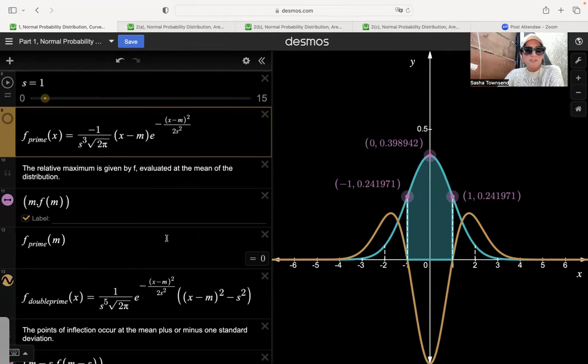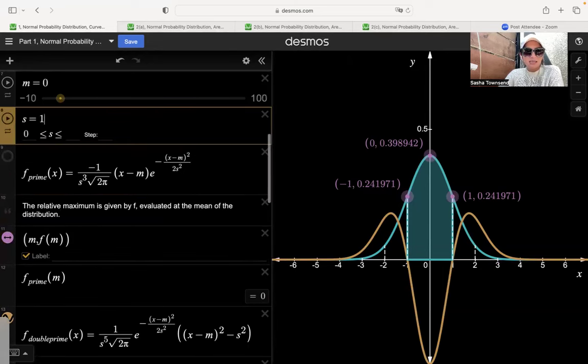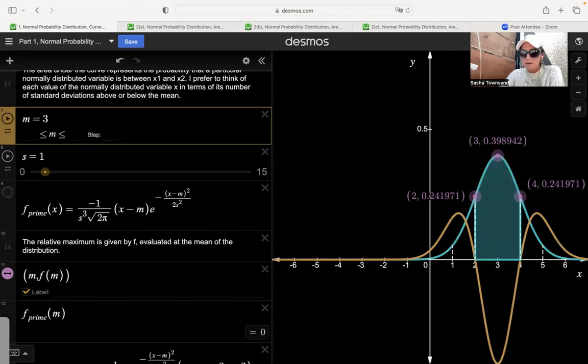Now, if we change the mean or the standard deviation, again, that does not change those relationships. Those relationships relative to the mean and the standard deviation remain the same. So let's say instead of having a mean of 0, I had a mean of 3. Well, that just shifts the graph 3 units to the right, but the second derivative still looks the same, right? So we still have those points of inflection plus or minus 1 unit from the mean. The mean just happens to be 3 now instead of 0.